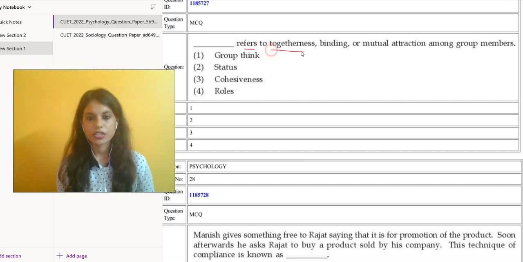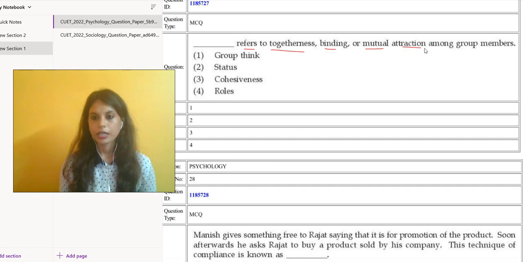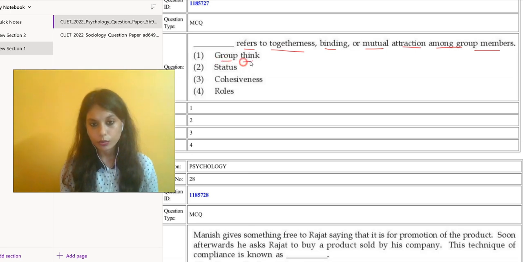Dash refers to togetherness, binding, or mutual attraction among the group members. The options include groupthink, status, cohesiveness, and roles. Our correct answer would be 3, that is cohesiveness. Let's move over to the next question.